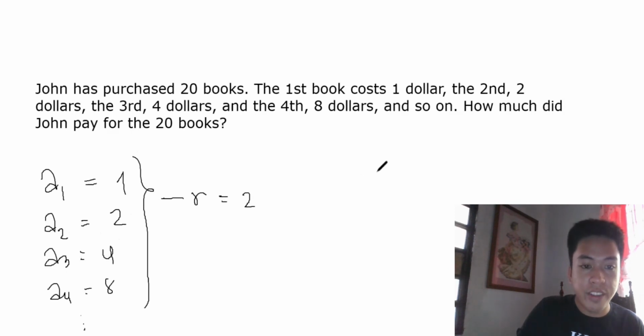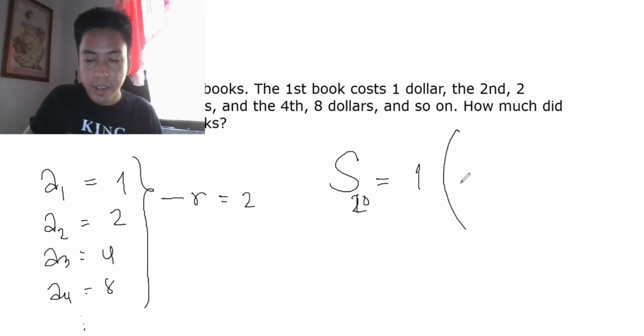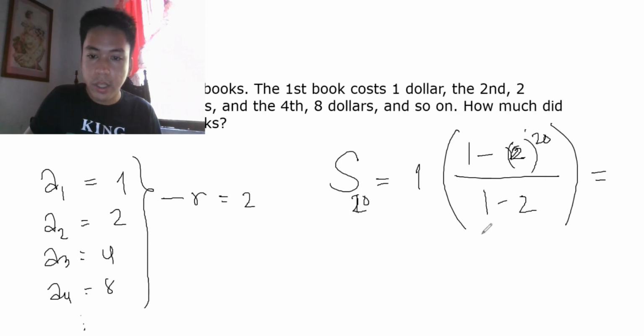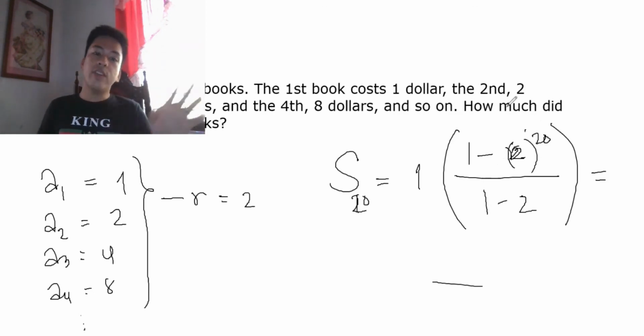If you are looking for the sum of the 20 books, that means the sum of the first 20 terms of the geometric sequence. So that's A1 is 1, times 1 minus 2 to the 20 over 1 minus 2. This is now the sum. You're pretty sure this is positive because the numerator is negative and the denominator is negative. So that's the total amount Jen has to pay for the 20 books.